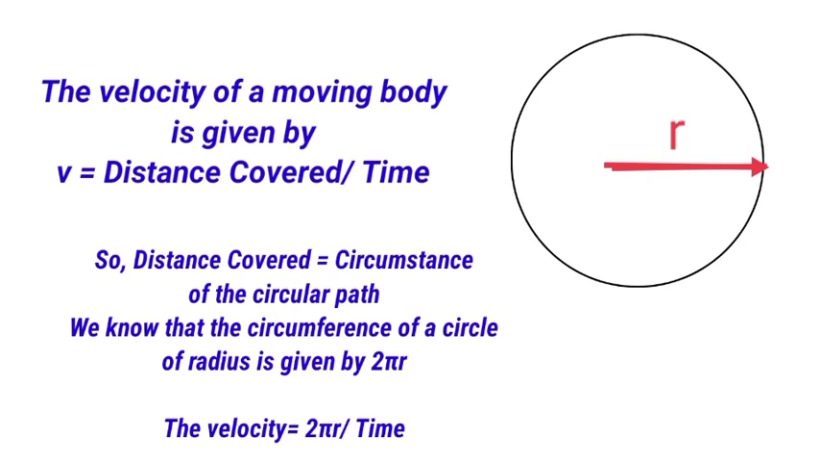So here we want to know the velocity on a circular path. First of all, we know the velocity of a moving body is given by distance covered divided by time. Here the distance covered equals the circumference of the circular path. We know that the circumference of a circle of radius r is given by 2 pi r. So here the velocity equals 2 pi r divided by time.